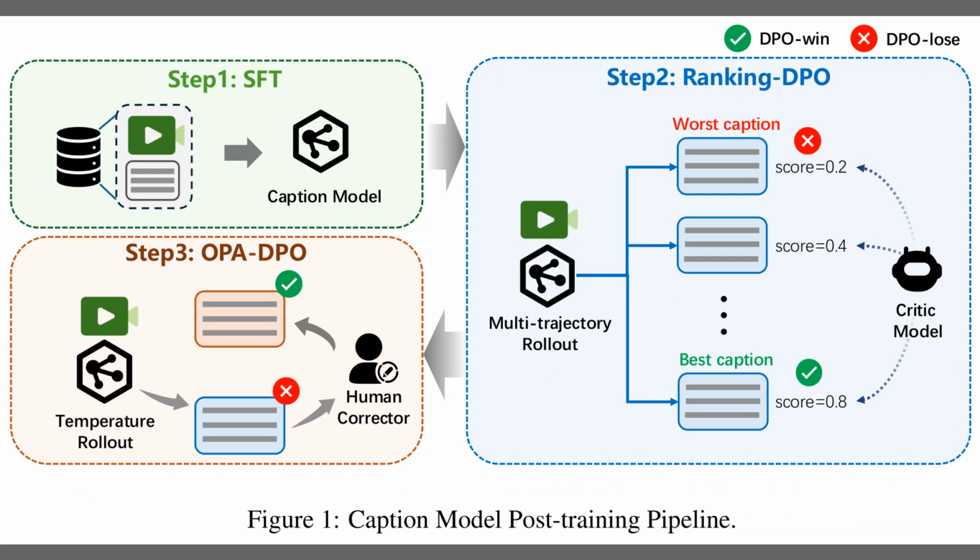Alright, the introduction highlighted how crucial good captions are for video generation, and Figure 1 shows how the team actually trains that caption model in 3 stages. Step 1 performs supervised fine-tuning on curated caption data, so the model first learns to be generally sensible. Step 2 runs a ranking direct preference optimization stage, where a critic model scores multiple candidate captions and the system prefers the better ones. Step 3 applies OPA direct preference optimization with human correctors, which pushes the model toward rich, yet factual descriptions instead of hallucinated detail.